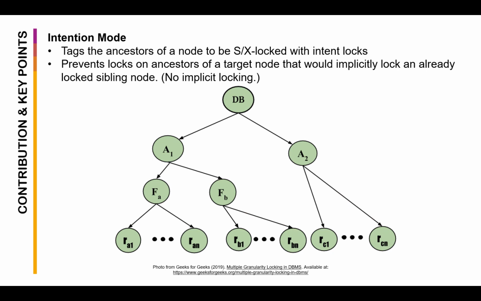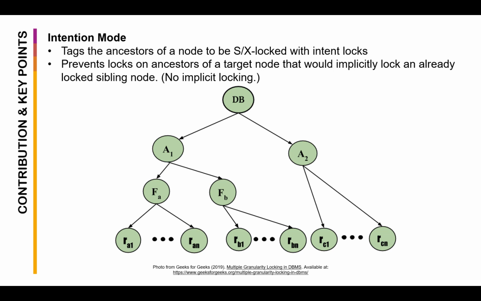The idea is before a node gets a shared or exclusive lock, the transaction must have an idea already of the status of its ancestors. Meaning, the lock manager would have an idea already based on the tagging of the root and as it traverses the children nodes until it gets to its target node. That is when the paper introduced the intention mode.